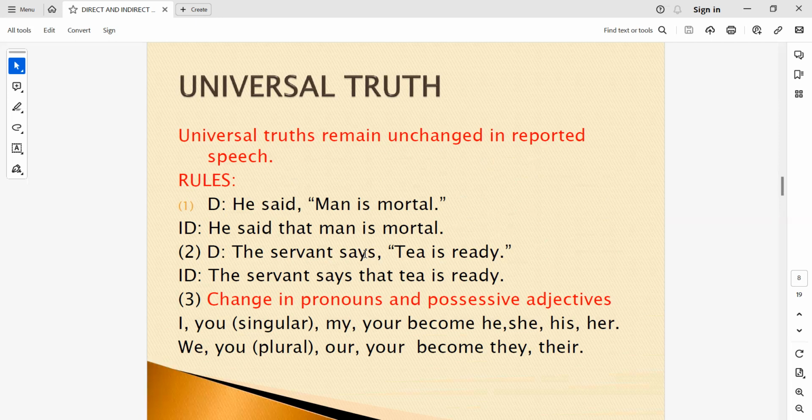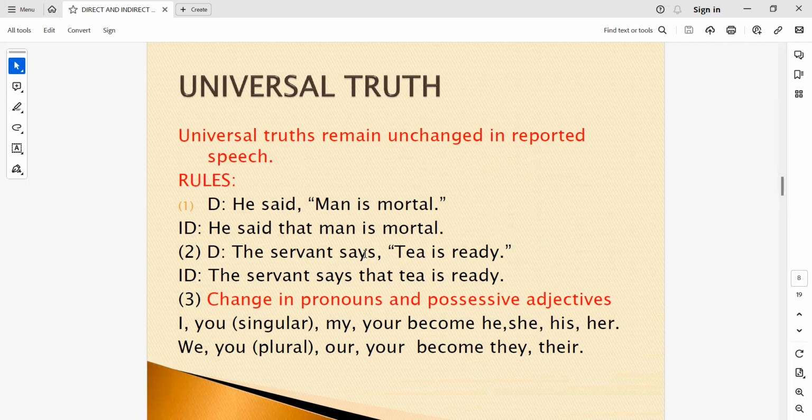Now, the second exception: if the reporting verb is in the present or future tense, the tense of the verb in the reported speech is not changed at all. The servant says, "Tea is ready." The servant says that tea is ready, right?